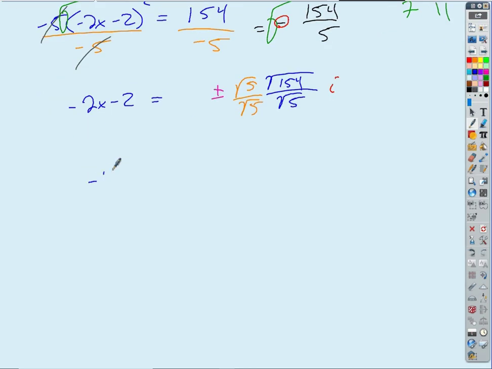Over here, I've got my negative 2x minus 2. Over here, I've got my plus or minus. What am I getting on the bottom? Square root of 5 times square root of 5 is 5, okay? On the top, I'm getting the square root of 5 times the square root of 154, which is the square root of that product. So that's going to give me 770.